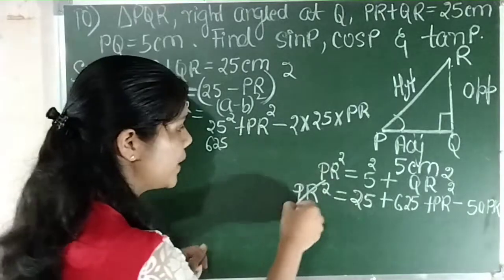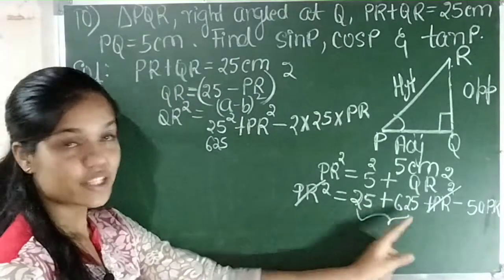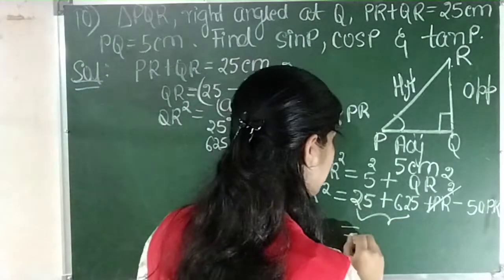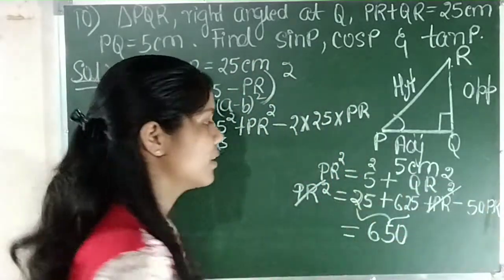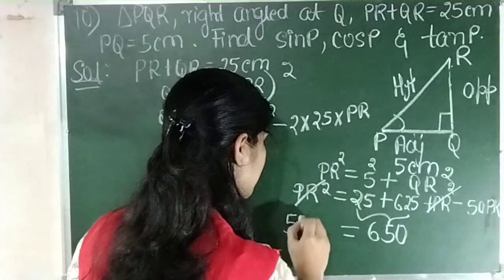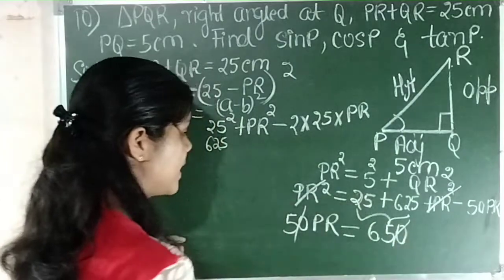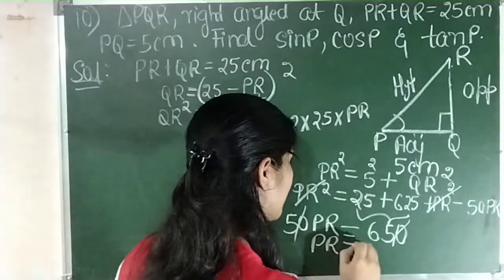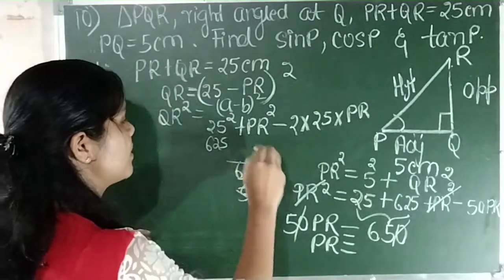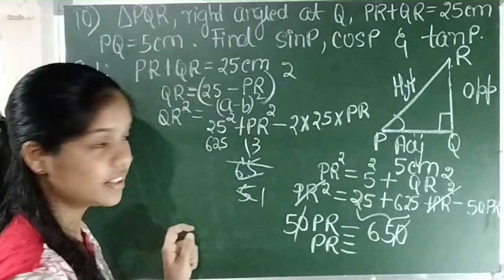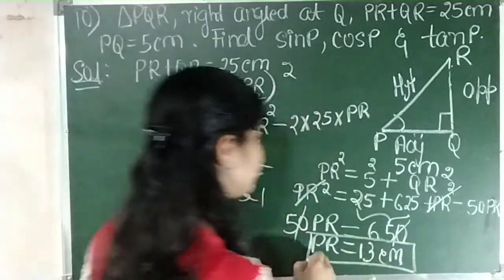We can cancel PR square and PR square. What is 25 plus 625? It is 650. Minus 50 into PR. Take it to the other side. It becomes plus 50 into PR. So this 0 and this 0 cancel. So PR is equal to 65 divided by 5. 5 ones are 5, 13s are. So PR is equal to 13 centimeter.